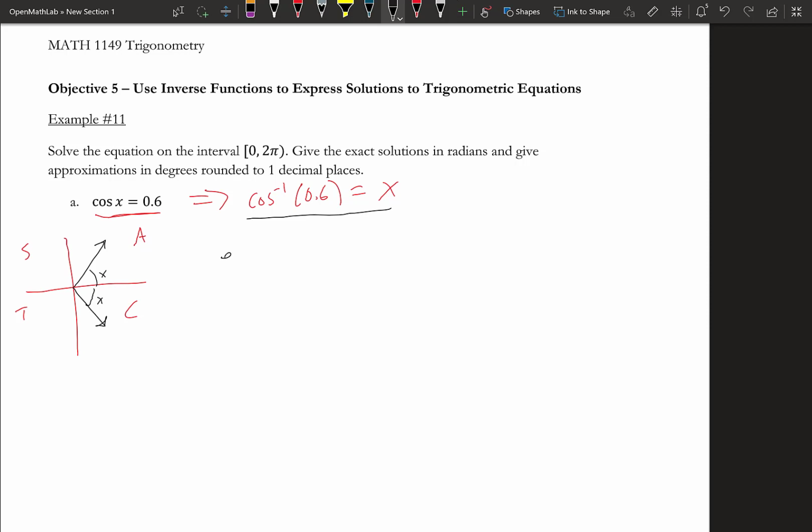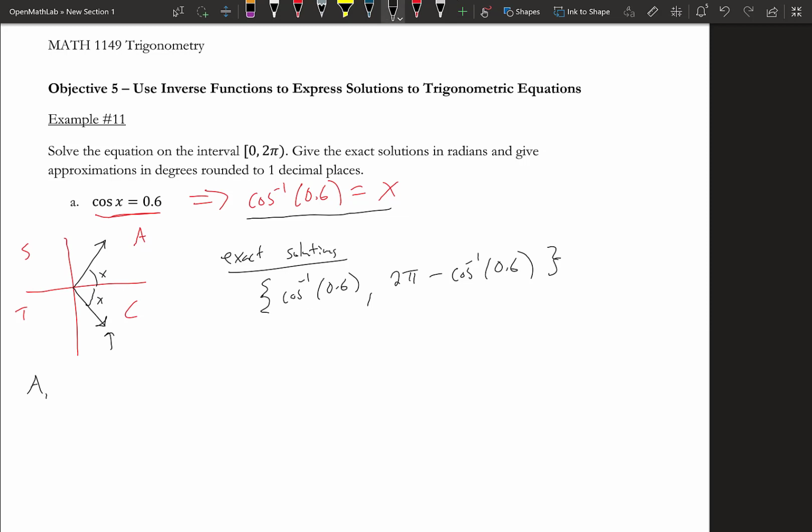So my exact solutions are going to be the set of inverse cosine of 0.6, and then this angle is going to be 2 pi minus inverse cosine of 0.6. The only way to write this exactly is to leave it using the inverse trig function.